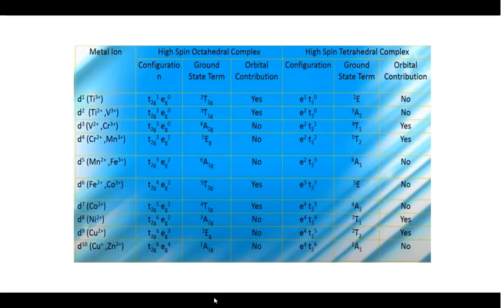It is clear that metal ions having A and E ground state terms don't show orbital contributions. However, those having T ground state terms are expected to show orbital contributions to the effective magnetic moment. This explains why the effective magnetic moment for tetrahedral nickel 2+, octahedral cobalt 2+, and octahedral iron 2+ complexes is higher than the spin-only value.